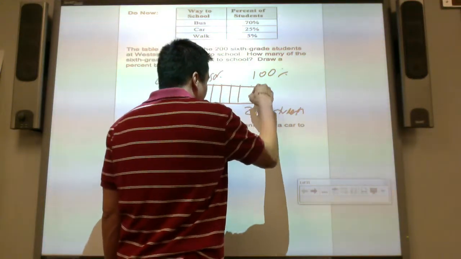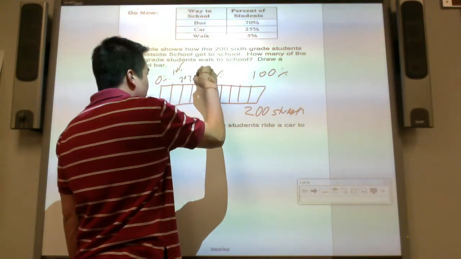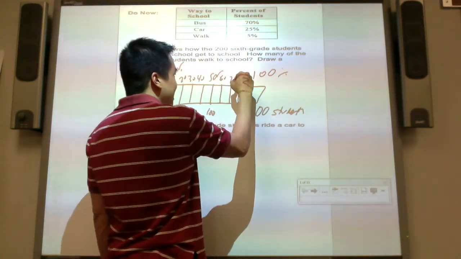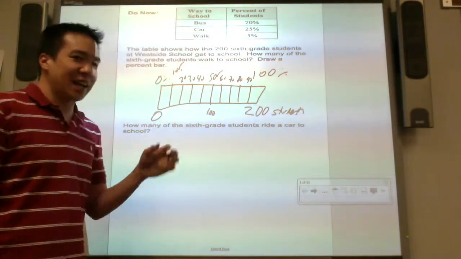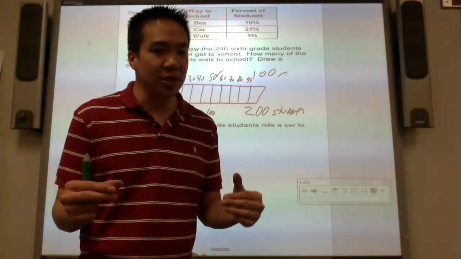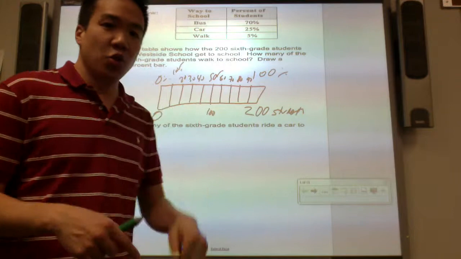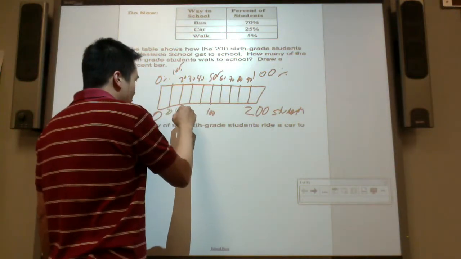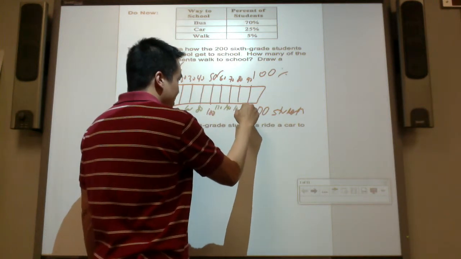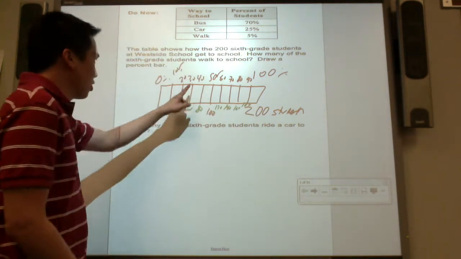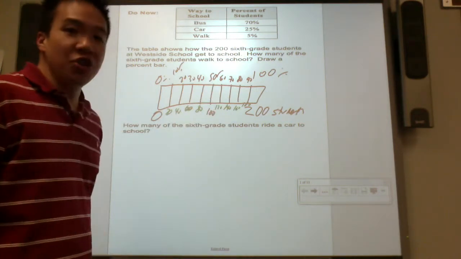I'm going to break it by 10%: 10%, 20, 30, 40, 50, 60, 70, 80, 90, 100%. So there are 200 students, and I have to divide them into 10 sections. How many students per section? 200 divided by 10 sections, 20 students per section. 40, 60, 80, 100, 120, 140, 160, 180. So at 30%, you have 60 students. At 60%, you have 120 students.